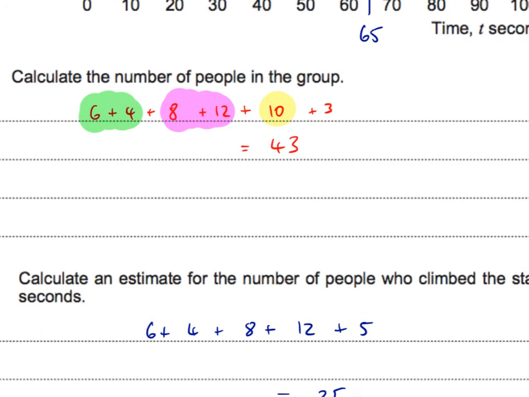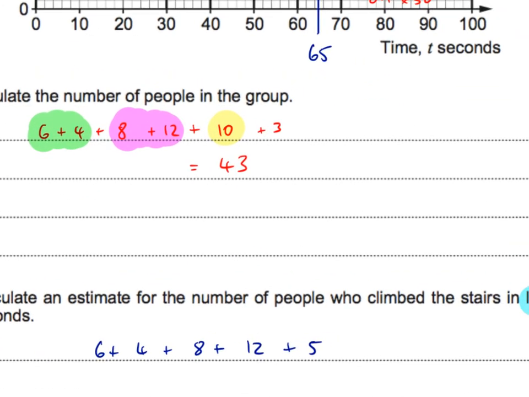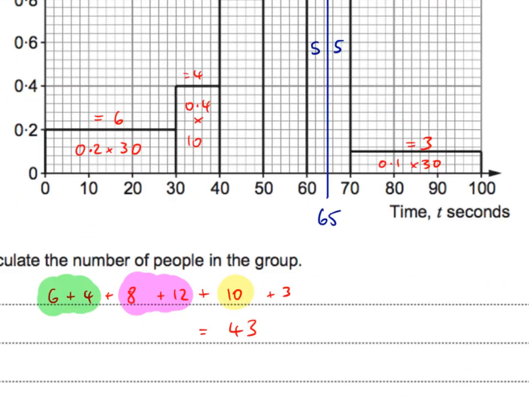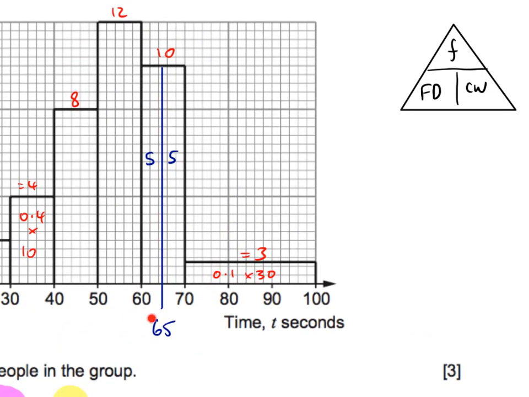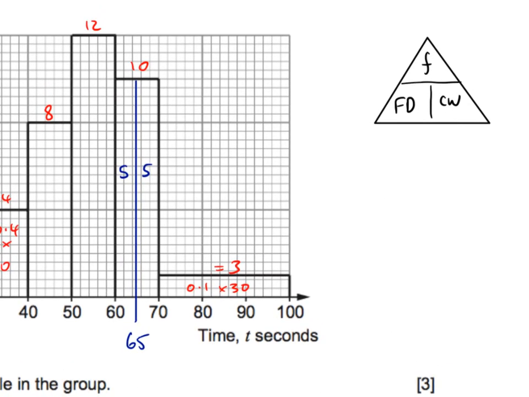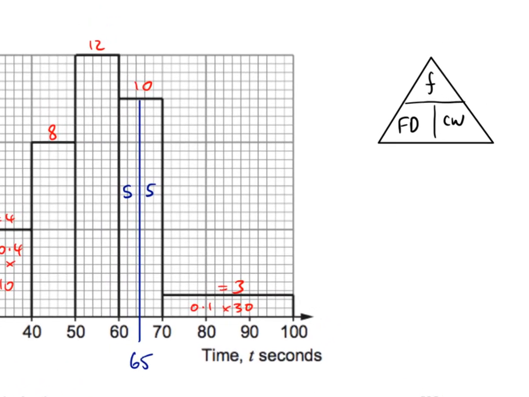It then said, calculate an estimate for number of people who climb the stairs in less than 65 seconds. So I've got it marked here, so where 65 is, and that was really lucky for me because that was just clearly splitting the bar 50-50, but you may have a worse case. Say it was like 62, you'd have to work out using the frequency formula, frequency density times by class width, and the class width from 60 to 62 would just be 2. So you'd split that 10 into a different measure, potentially. Not in this case, they're both 5s. It's lovely because it's bang in the middle.